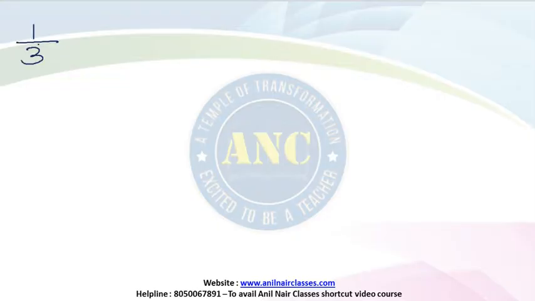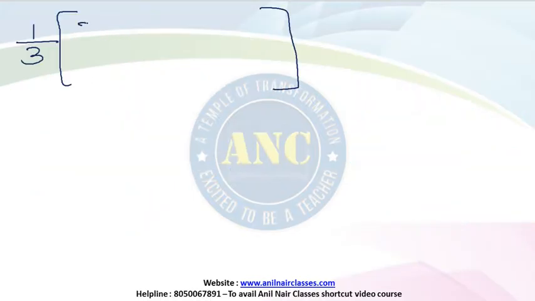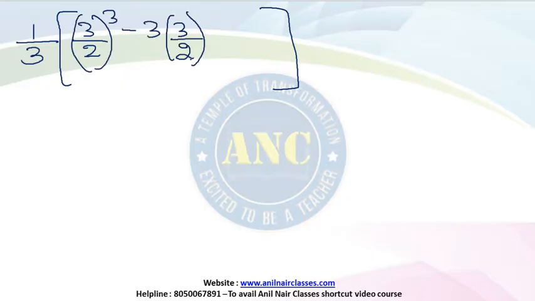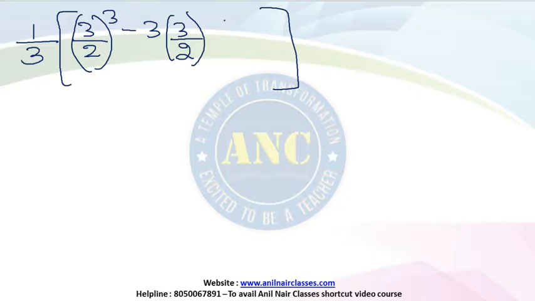So the final answer is 1 by 3 times of (3a whole cube plus 1 by a whole cube), which is 3 by 2 whole cube minus 3 times of 3 by 2. But I should not stop at this point, because for that 3k I should multiply the coefficient of a, which is 3, and 1 by a, which is 1. So I will multiply by the coefficient of a, which is 3.